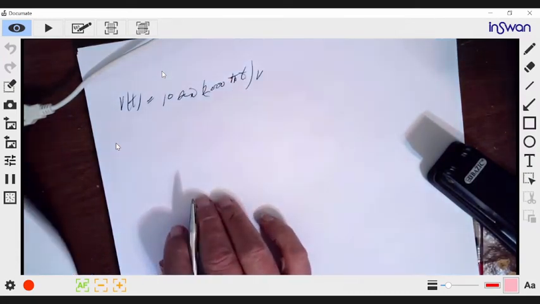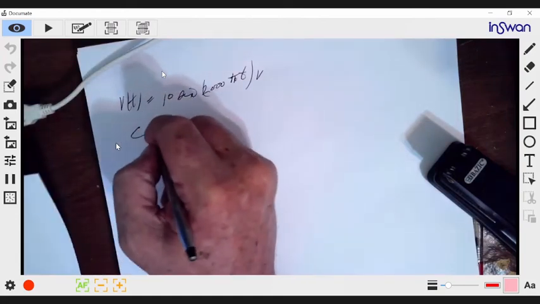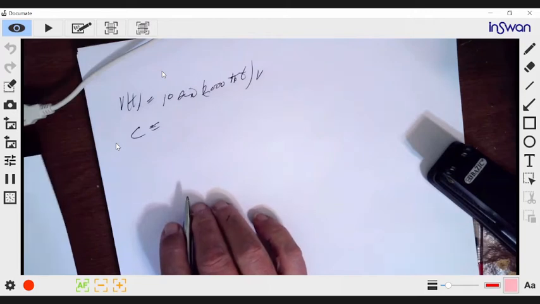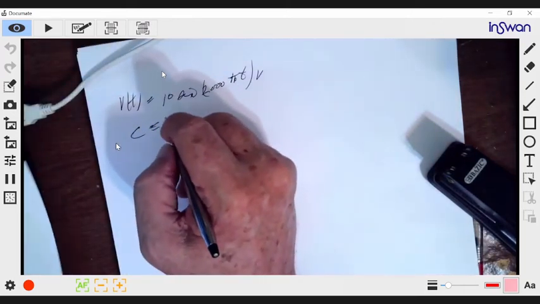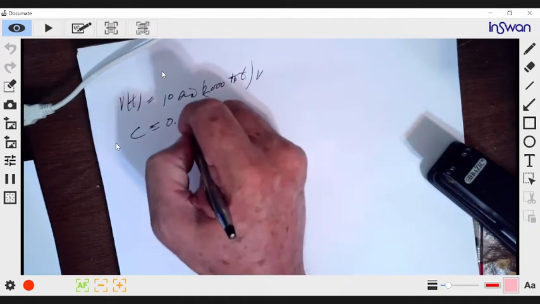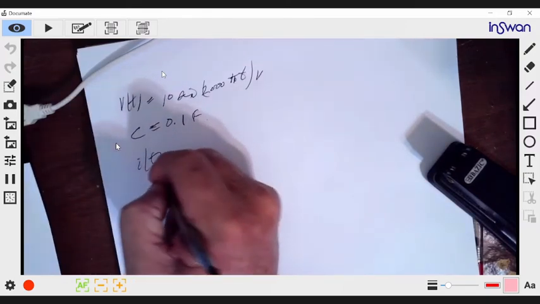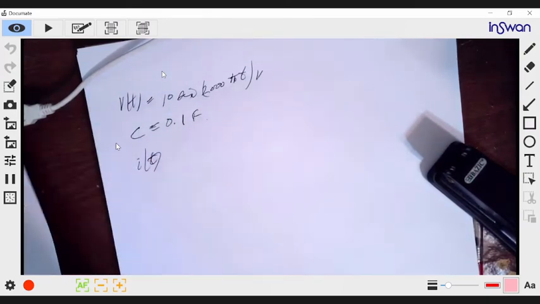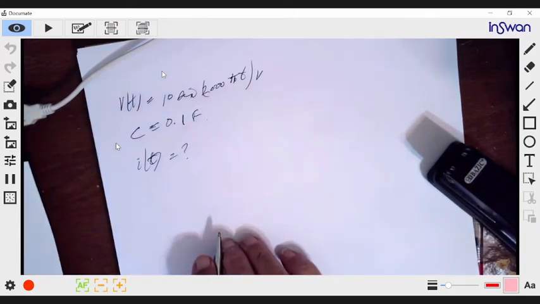There's a voltage. And let's do the capacitor is, I don't know, let's make it easy on ourselves, 0.1 farad. So how would you find I of t now? Without today's lesson, how would you find I of t?